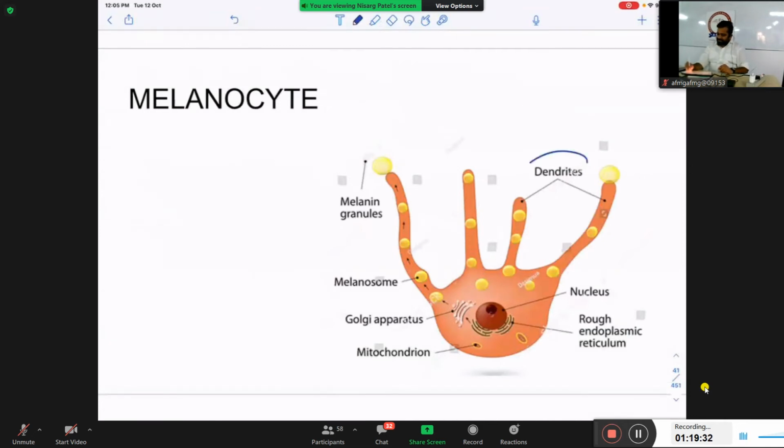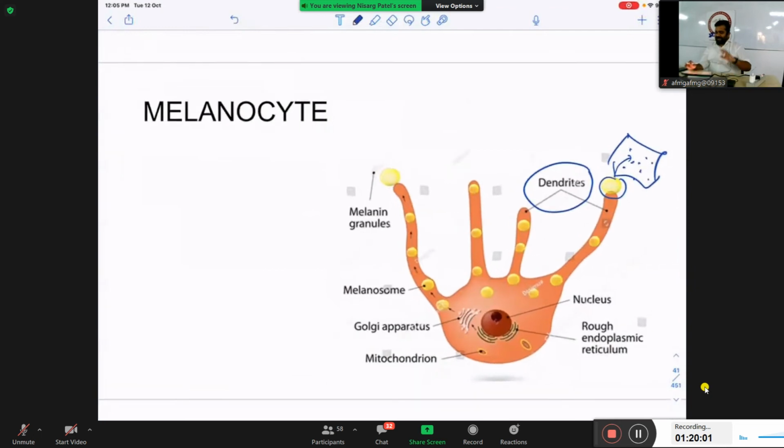And with the help of this dendrite, it will send this melanosome to a keratinocyte. This keratinocyte will take up this melanosome, and now it will open this package and pigment itself. This pigment will be dispersed throughout the keratinocyte, and the person will have a particular skin color, hair color, iris color, all because of this melanosome. So melanin is not directly transferred to the keratinocyte; it is transferred in the package of a melanosome.